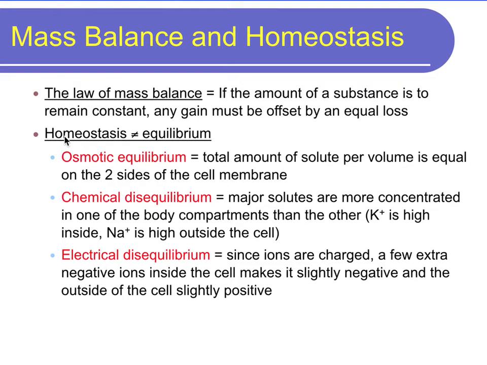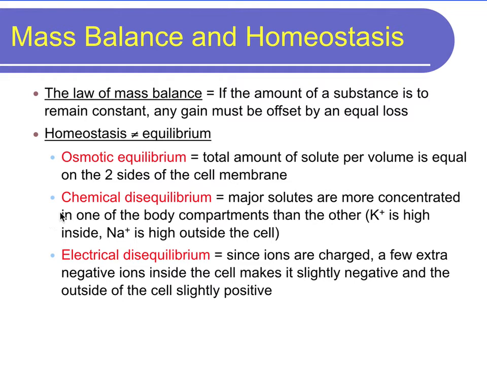Homeostasis, a concept that I said is going to come up throughout this term. When our body is working happily, when everything's the way that it's supposed to be, it does not necessarily mean everything is equal. So some things are. For example, we have osmotic equilibrium. So osmosis has to do with water. This is the total amount of solutes per volume of water, and that will be equal across a cell membrane.